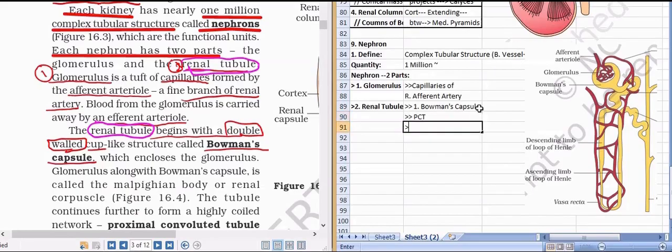So the first one is PCT. Second is Henle's loop. The second one. Fourth one is DCT, distal convoluted tubule. This you have to remember. So proximal.